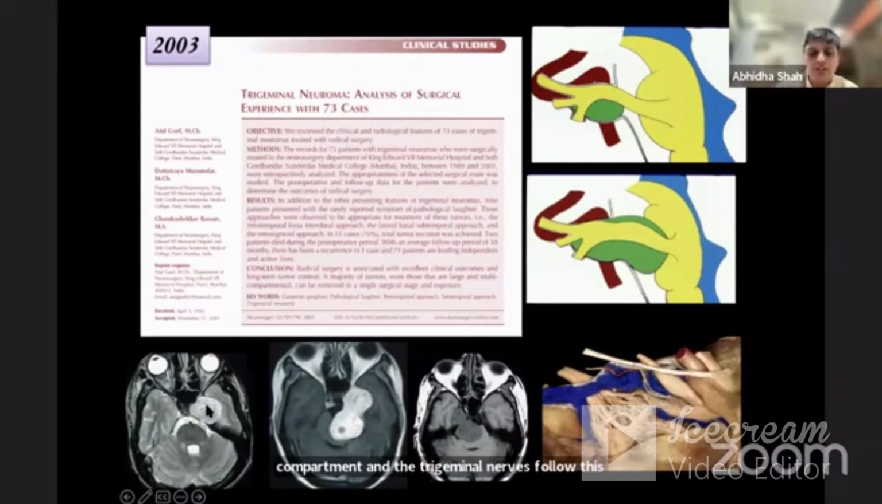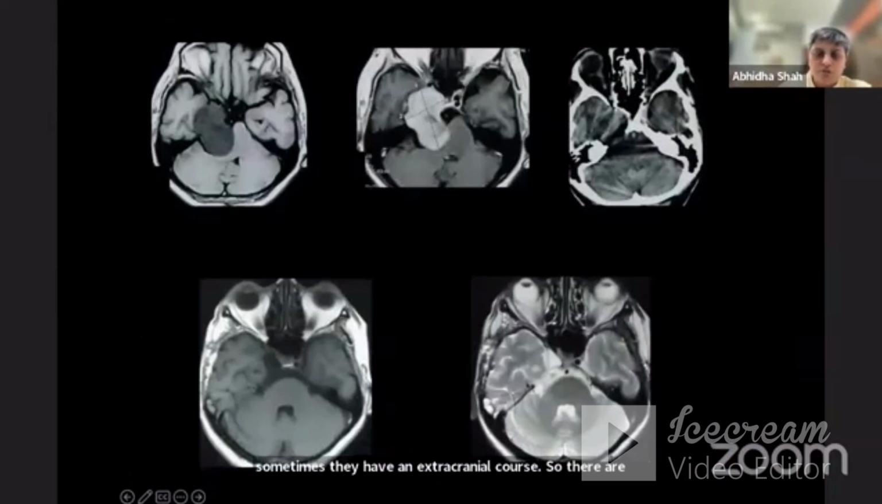Sometimes they are only in the middle fossa, sometimes they are only in the posterior fossa, and sometimes they take this dumbbell-shaped extension when they arise from the ganglion and then go anteriorly and posteriorly. Sometimes they have an extracranial course. So there are four types of trigeminal schwannomas, and the interdural approach to trigeminal schwannomas was described by Professor Goel.